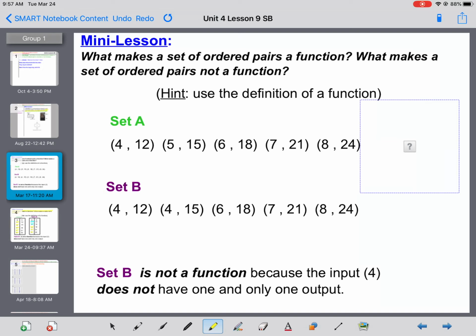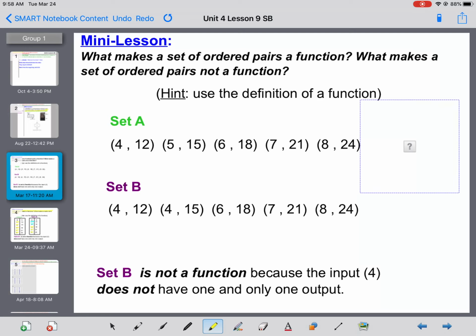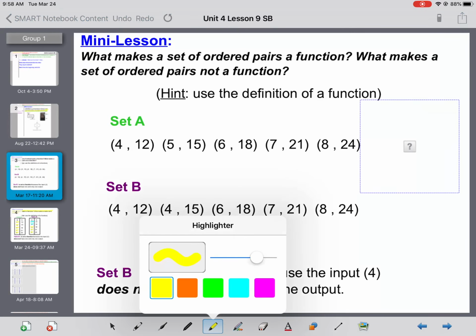Okay, so the New York State test is going to try and trick you. They're going to ask if a table is a function, and then they're going to ask if ordered pairs are a function. And we're taking a look at it in both ways right now. Now in set B, we have 4,12, 4,15, 6,18, 7,21, 8,24, the same exact numbers from table B. So that being said, we should know which set is a function and which set is not a function because we clarified it before.